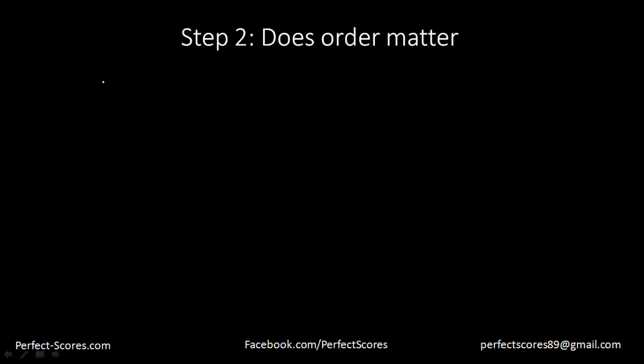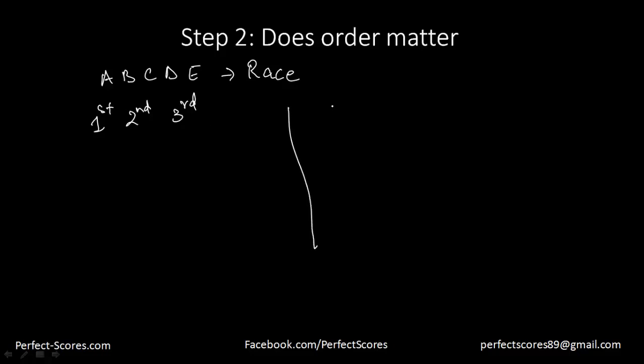So let's suppose there are 5 people, A, B, C, D, E. They're running a race. In how many ways can the first prize, second prize, and the third prize be awarded? So that is one question. Or if I say, in how many ways can I give 3 consolation prizes? So these are 2 different questions.